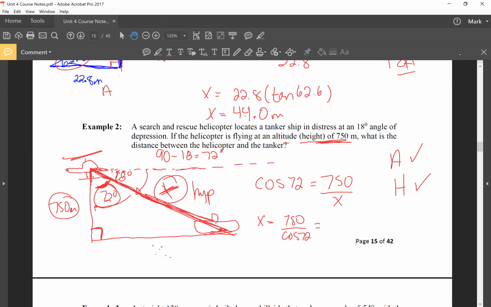750 divided by cosine 72. And I'm going to get a big distance here. But remember, we're like at sea. We're flying helicopters. I'm going to get 2427 meters. So let's just leave it at that. So about 2.5 kilometers away, pretty far. All right, that was a tough one only because I needed to do a little bit of math to find the remaining angle.